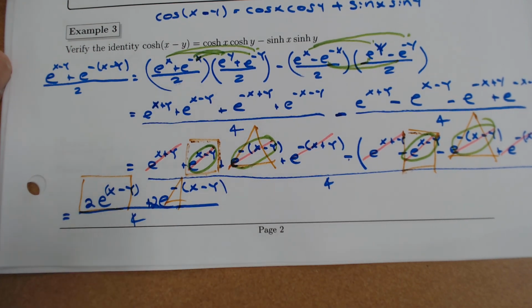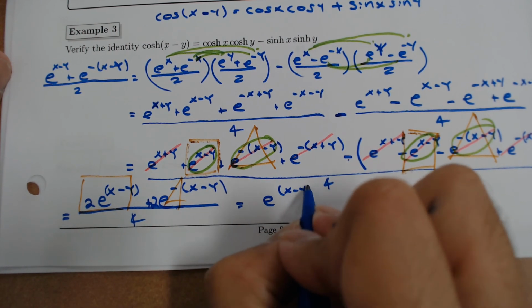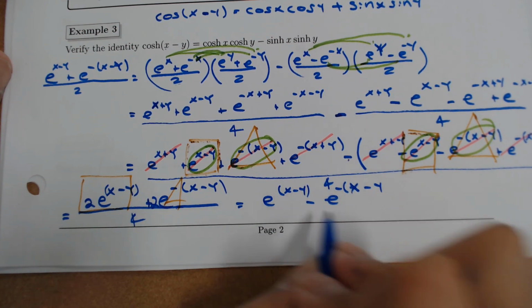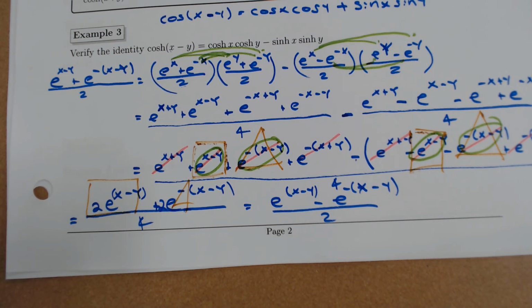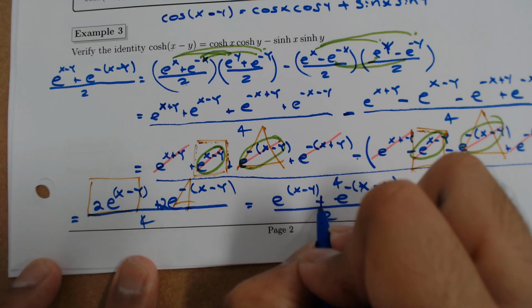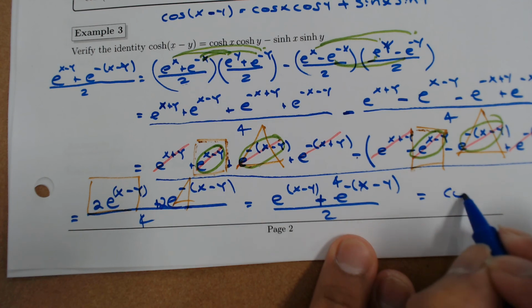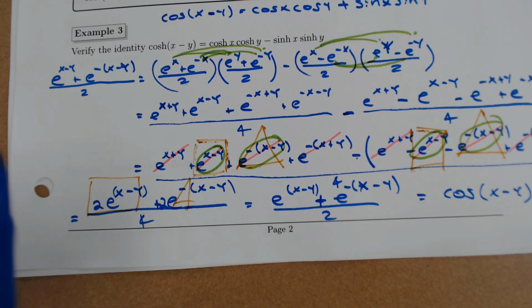And these twos are going to divide out with the 4, giving e to the x minus y plus e to the negative x minus y over 2. Isn't this the definition of cosh? Actually, plus. Isn't it the definition of cosh, not just of x, but rather of x minus y? All right, which is what we wanted to show. Sounds good.